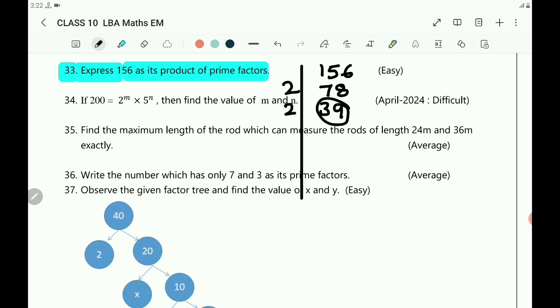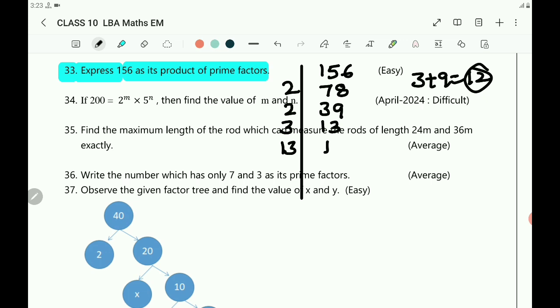Then try to divide it by 3. 3 plus 9 is 12, and 12 is divisible by 3. Therefore 39 is also divisible by 3. Then you divide it by 3. 3 1s are 3. 3 3s are 9. You know that 13 3s are 39. Then 13 itself is a prime number. Right? 13 1s are 13.